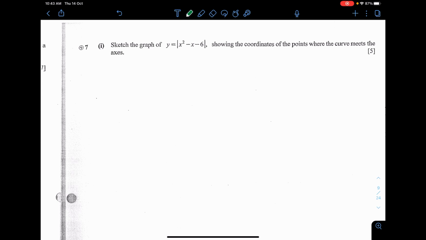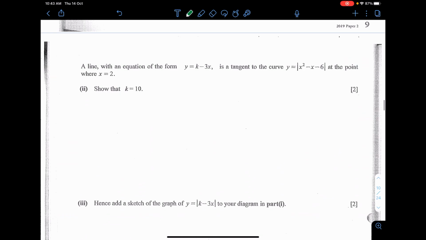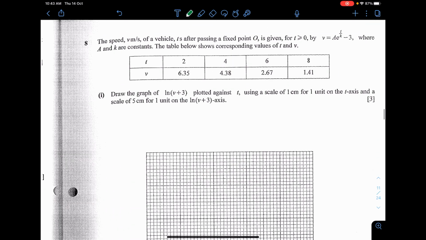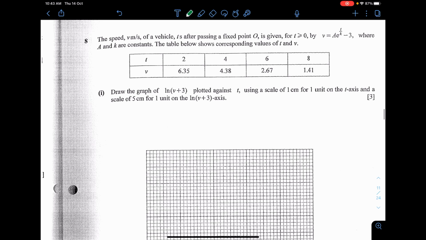Question 7 is out of syllabus, so I'll skip this question. Modulus questions are all not in the syllabus anymore, starting from this year. Very nice. Next, question 8: the speed of the vehicle after passing a point, and so on. This is a linear law question, so I'll try to draw as best as possible.